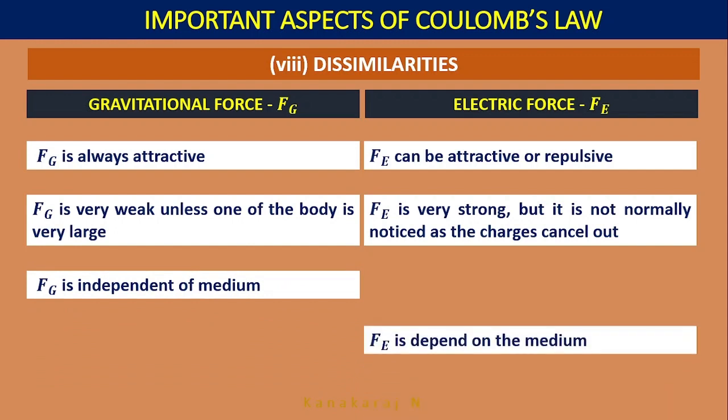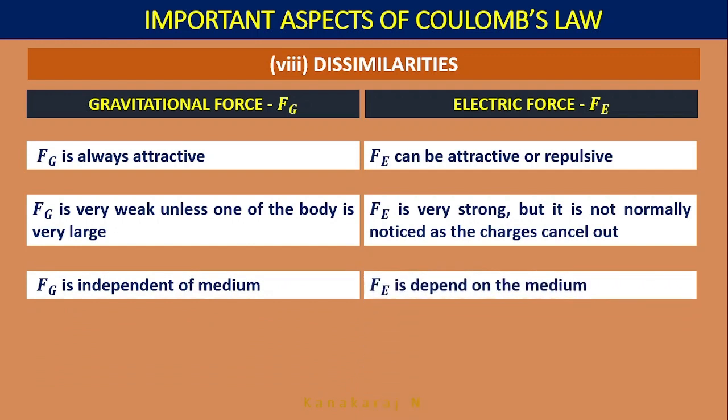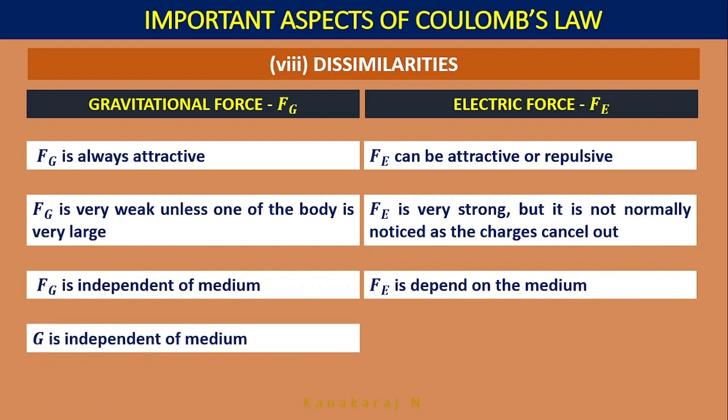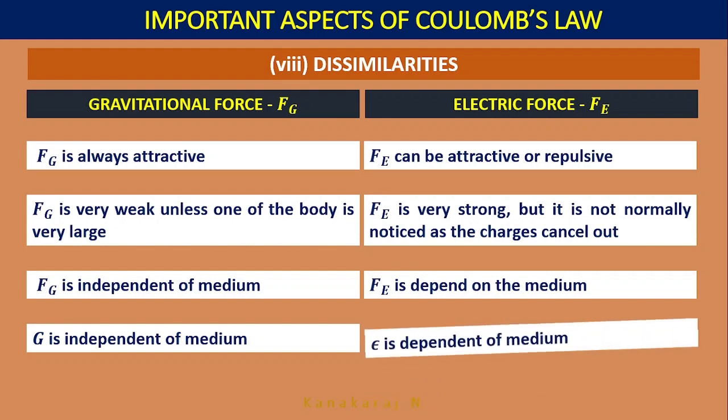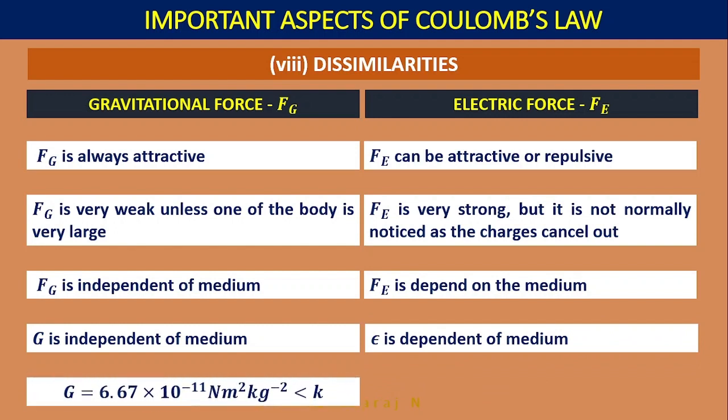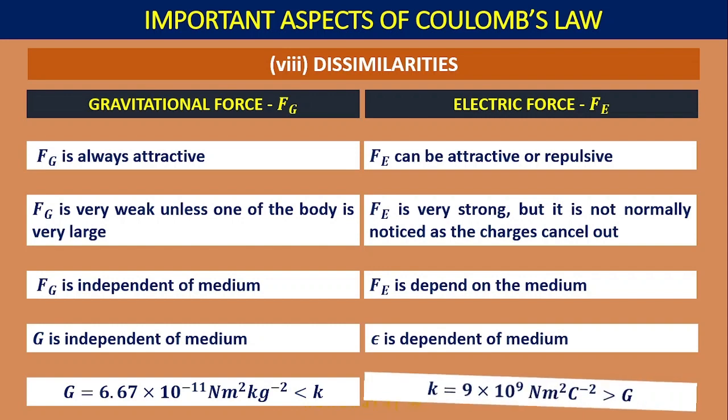Fg is independent of the medium. Fe is dependent on the medium. The G is independent of the medium. That is why the G is called the universal gravitational constant. Epsilon, the permittivity, is dependent on the medium. The G value is 6.67 into 10 power minus 11 Newton meter square kilogram power minus 2, which is very less than the K. So the gravitational force is very less. The value of K is 9 into 10 power 9 Newton meter square Coulomb power minus 2, which is very large compared to G. So electrical force is large.